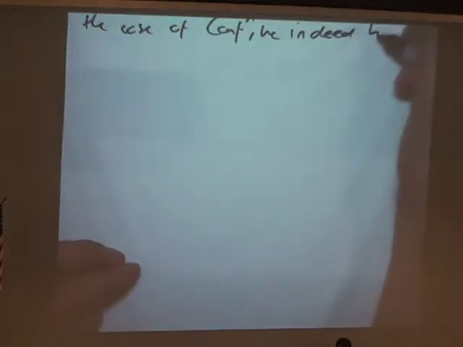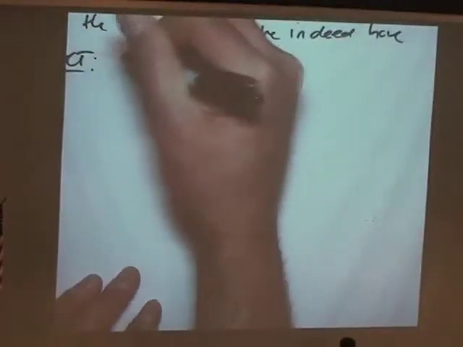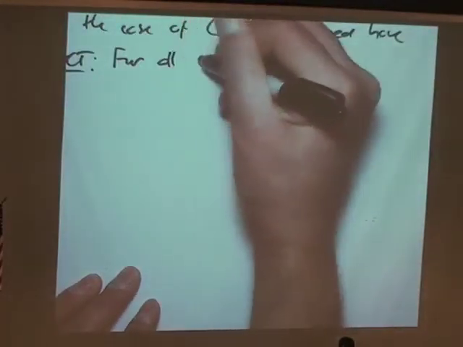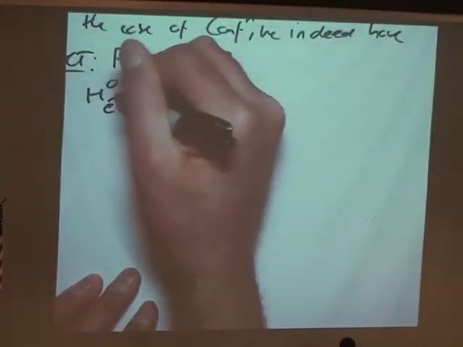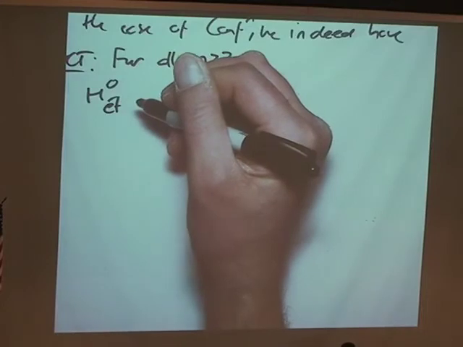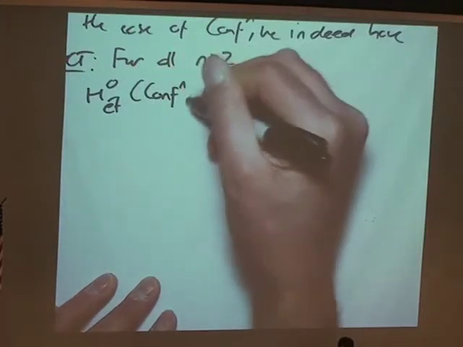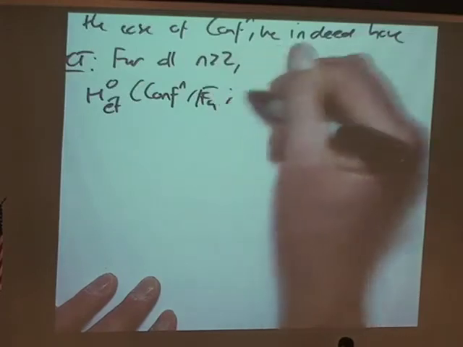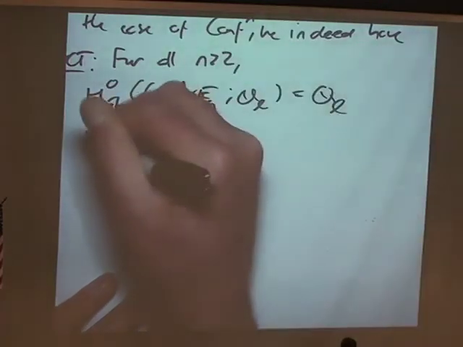We indeed have, so here's a fact, for all n bigger than 2, H naught étale of Conf n over F_q bar, Q_l equals Q_l.